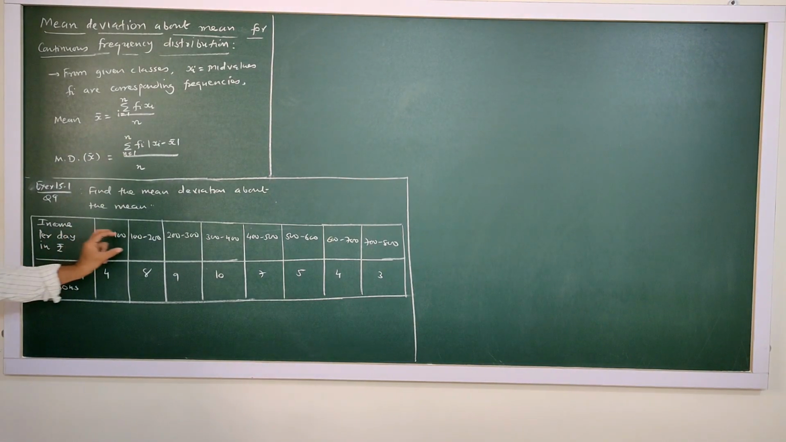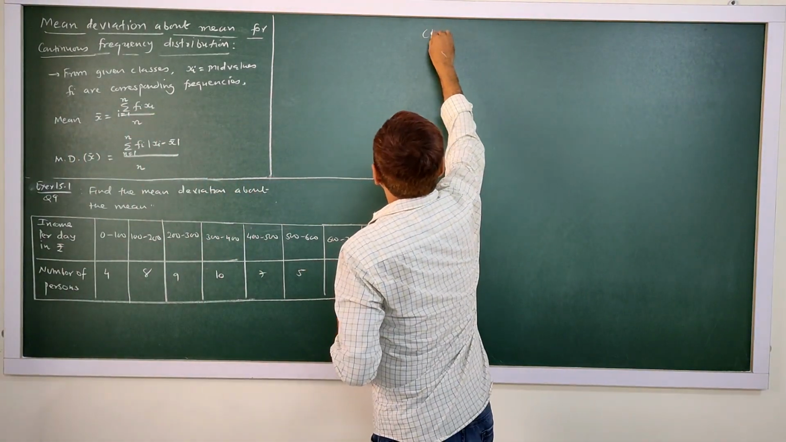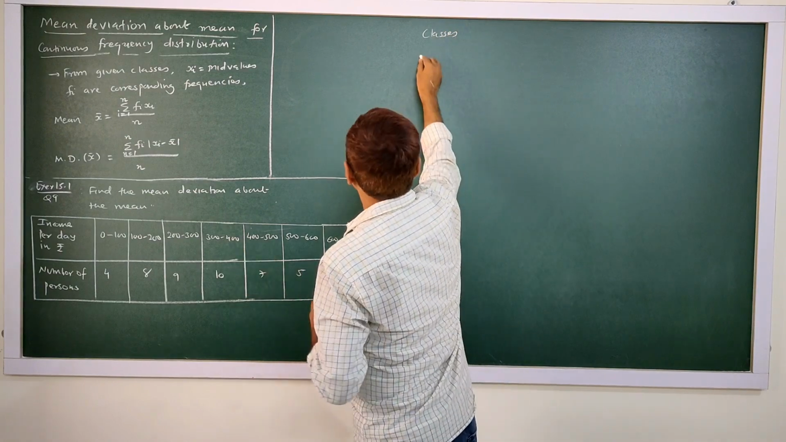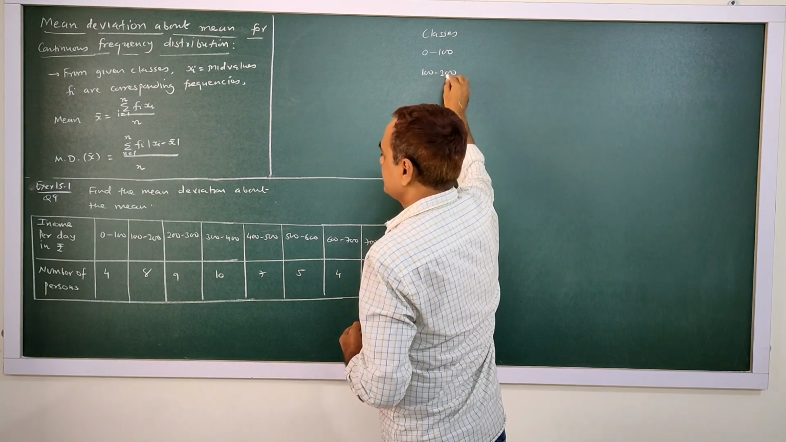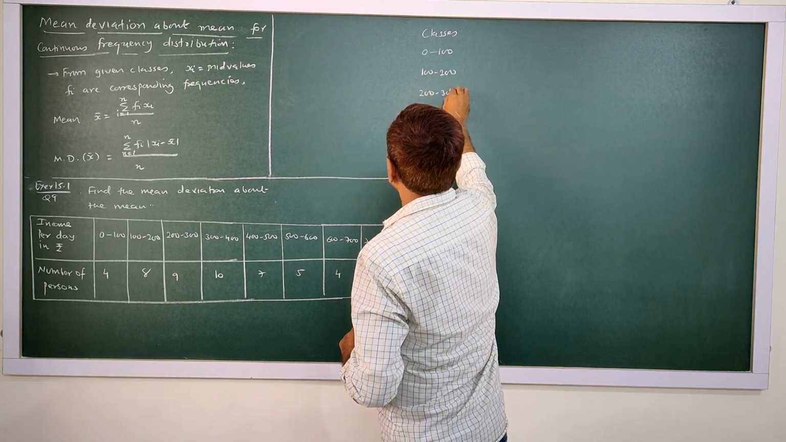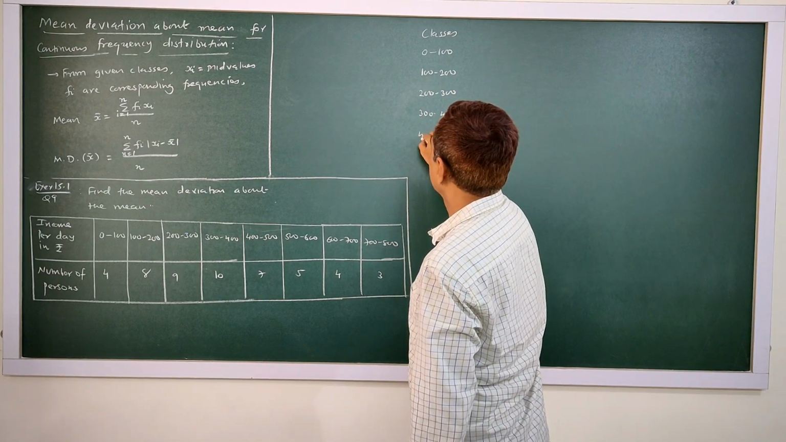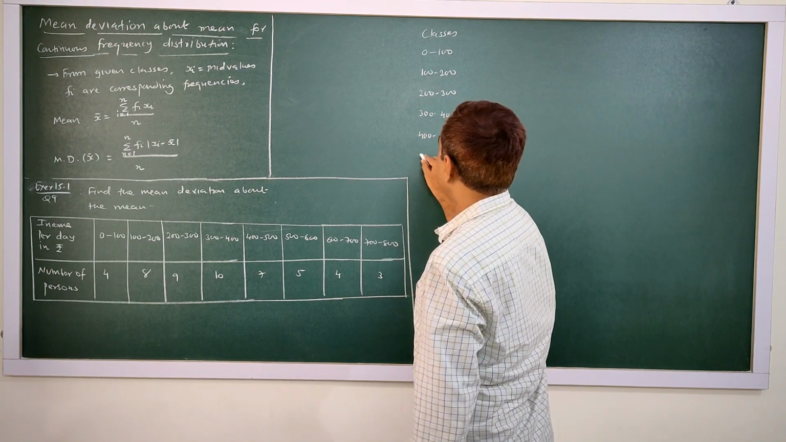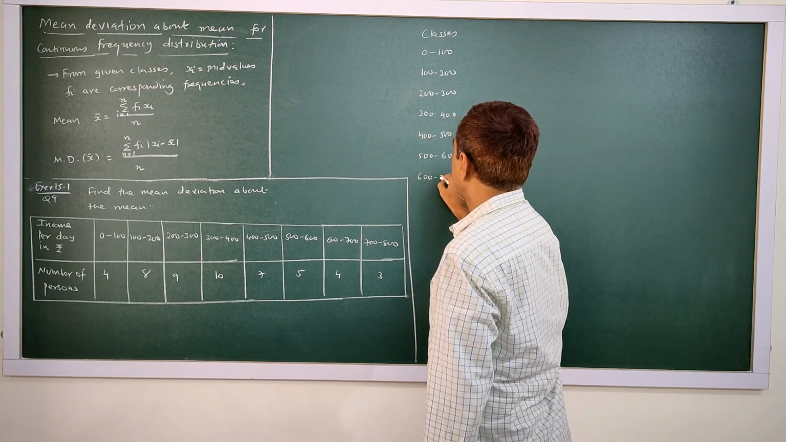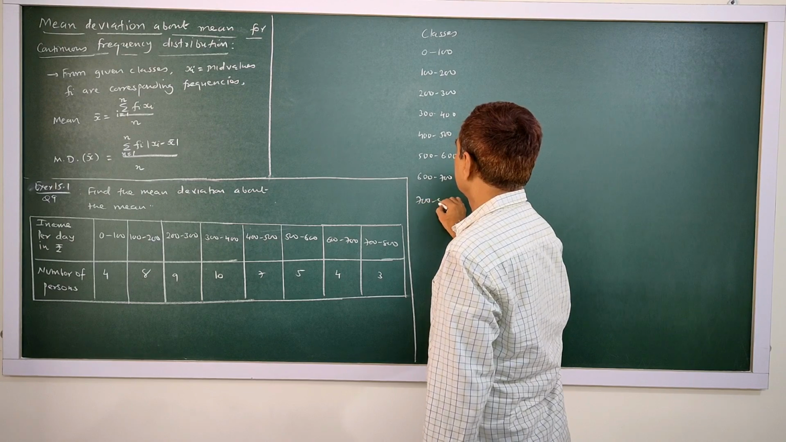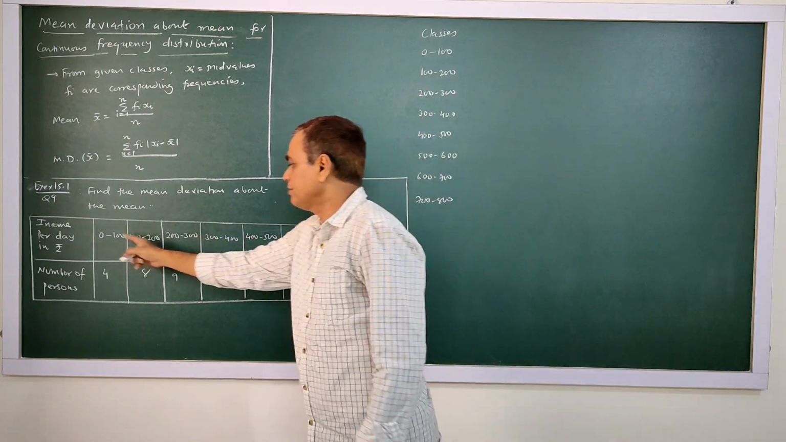So method is, these classes I arrange in a column. So here classes are 0 to 100, 100 to 200, 200 to 300, 300 to 400, 400 to 500, 500 to 600, 600 to 700, 700 to 800.